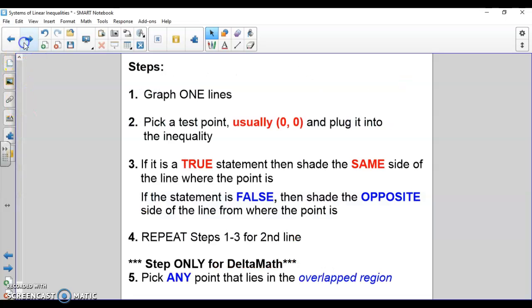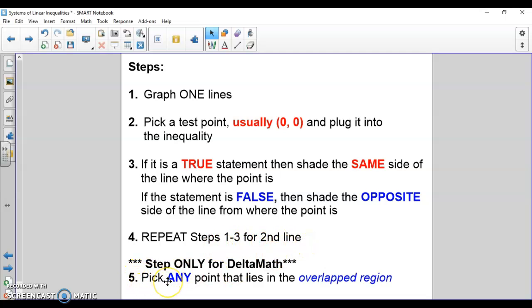Now, here's our last portion here. Now the actual systems. So two lines at once. Steps 1 through 3 are the exact same as what we did with just a single inequality. Now we're going to repeat steps 1 through 3 for the second line.